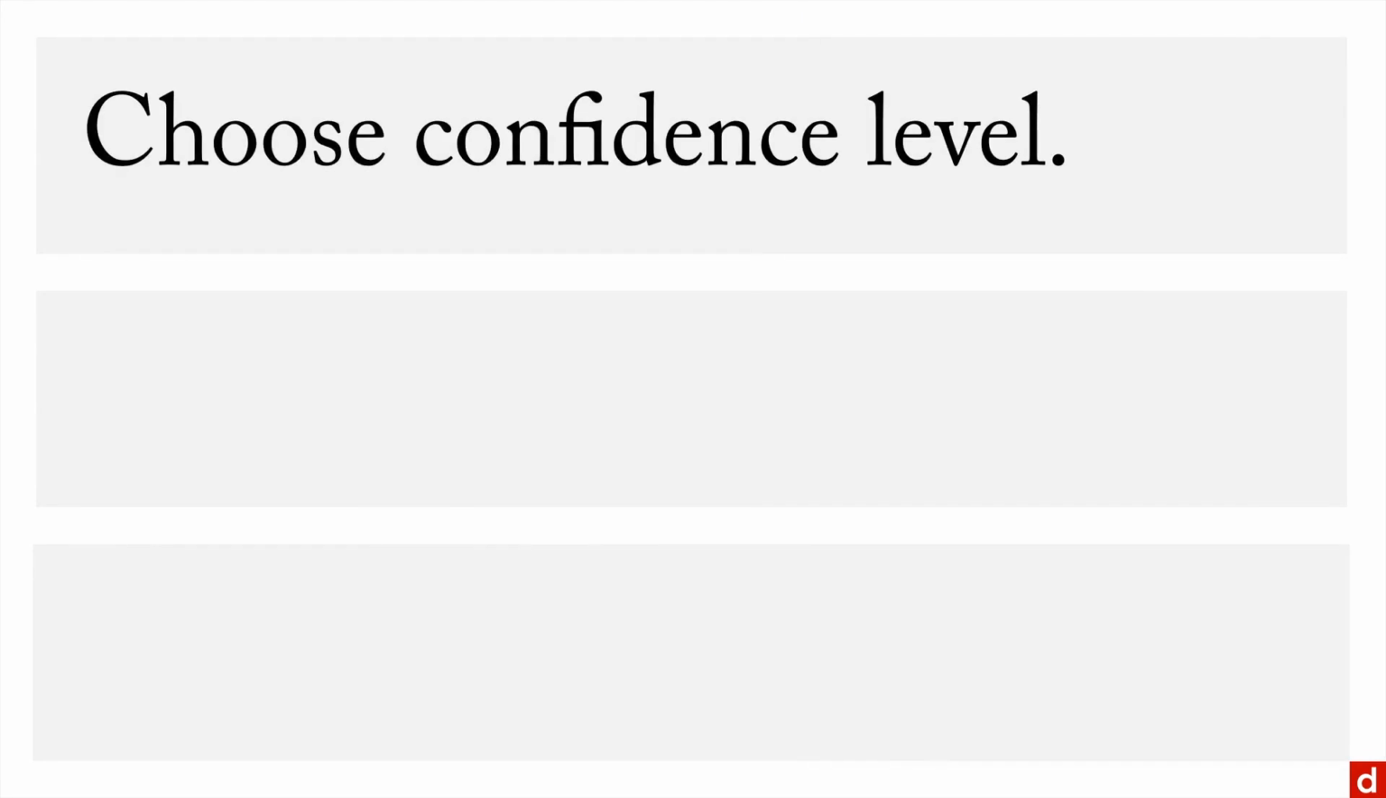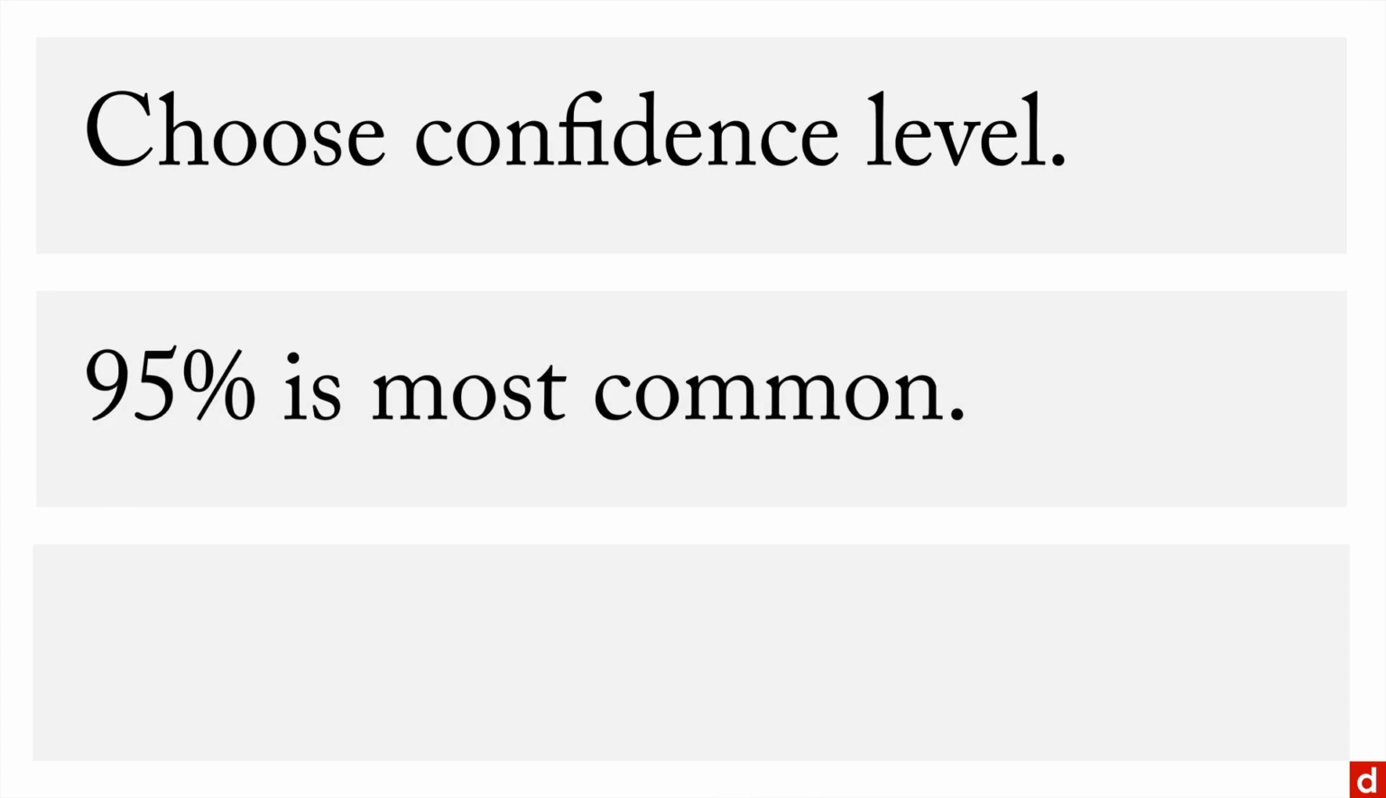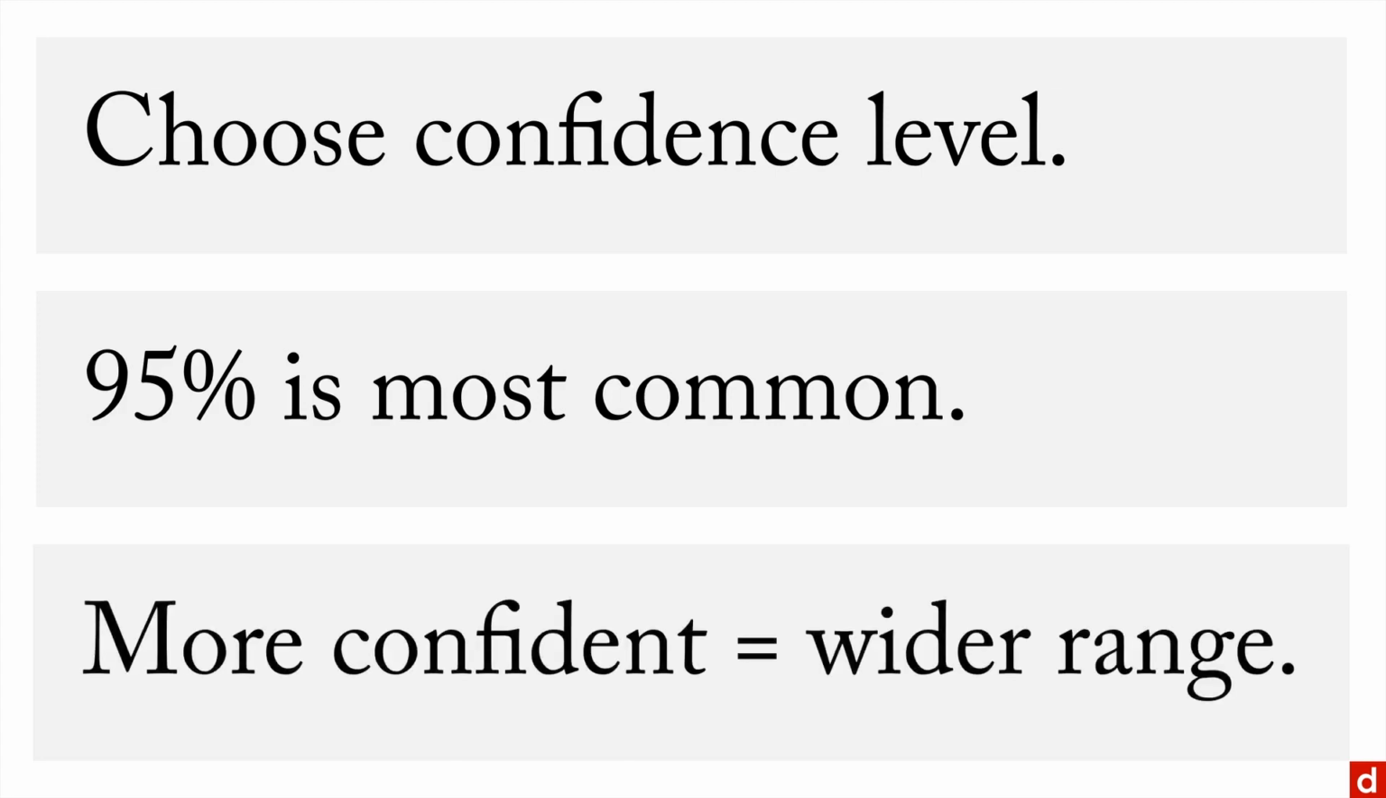First, you need to choose a confidence level. It has to be more than 0, and it can't be 100%. Choose something in between. 95% is the most common. And what it does is it gives you a range of numbers, a high and a low. And the higher your level of confidence, the more confident you want to be, the wider the range is going to be between your high and your low estimates.